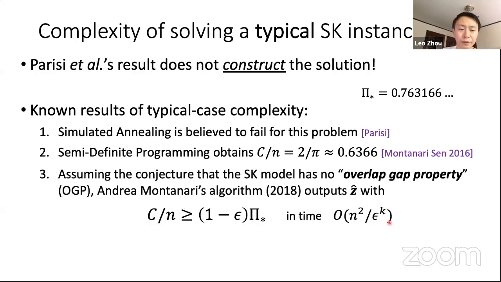And very recently, assuming a conjecture that the SK model does not have a property called the overlap gap property, Andrea Montanari gave an algorithm that is able to output an epsilon approximate solution in time that's only polynomial in the system size and epsilon. So, assuming this conjecture is true, there's really not that much room for improvement upon this classical algorithm discovered by Montanari. But we would still like to see if the QAOA can at least match the performance.